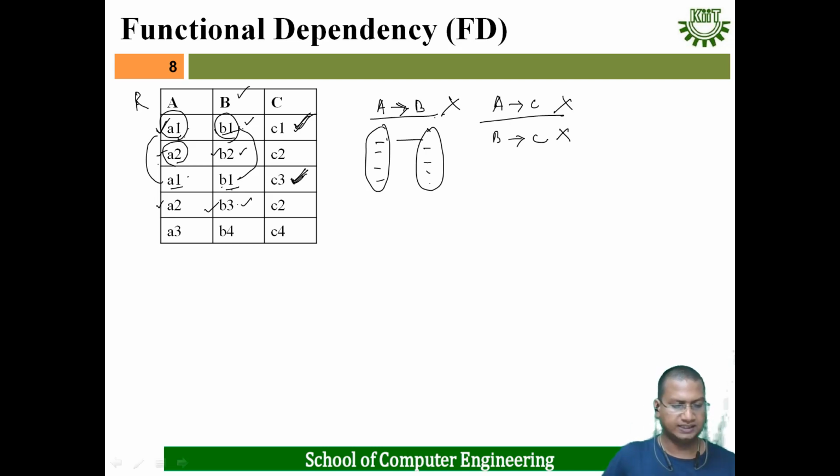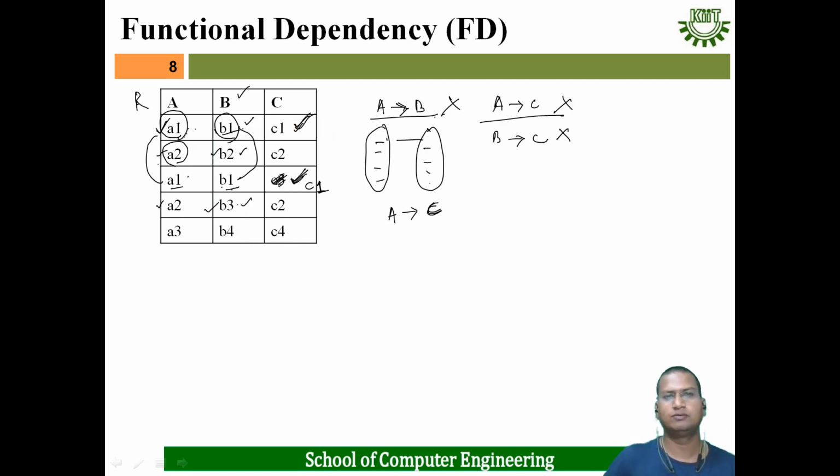Then check for A determining C. Suppose I modify this table. I will change this C3 value to C1. Then I will check whether A functionally determines C or not. For each value of A, if there exists a unique value in C, then we can say A determines C.